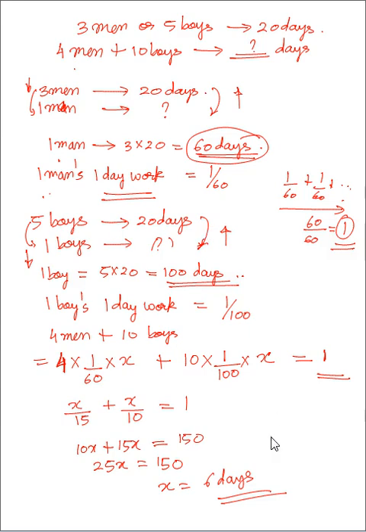This is the number of days that we have to find out, and both will work for the same duration. In the question they have written that 4 men and 10 boys are working together, and for how many days. So x in both cases is the same. It is not the case that men are working for 10 days and boys for 2 days. Both are working simultaneously, so in both cases I have written x only.